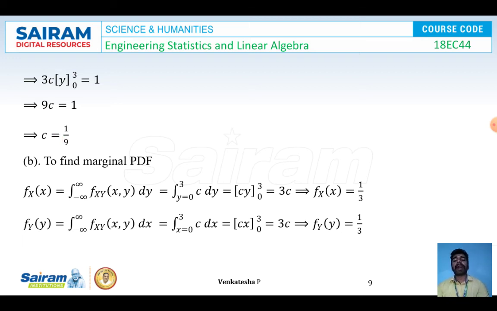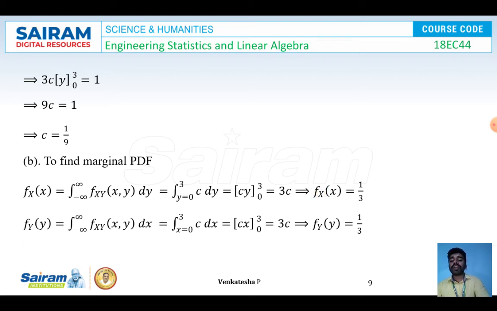Now I'm going to find the marginal densities, that is f_X(x) and f_Y(y). To find f_X(x), the formula is the integration from minus infinity to plus infinity of f_XY(x, y) dy. Now taking the limit y varies from 0 to 3 and the joint PDF as c, I got the integral y from 0 to 3 c dy. Keeping c as it is, after integration I got y between the limits 0 to 3. So I got 3c after applying the limit. Since c is equal to 1 by 9, I got f_X(x) is equal to 1 by 3.